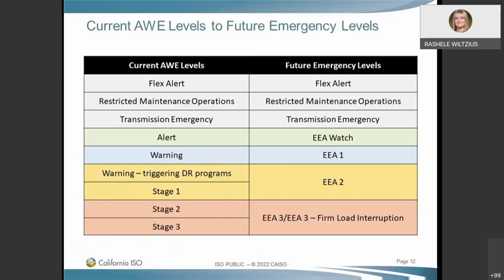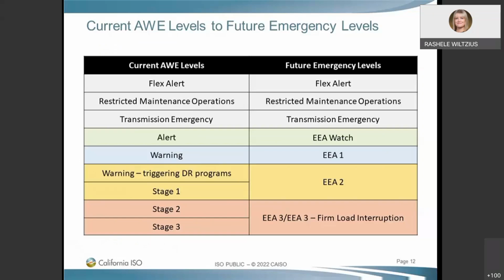So let's go ahead and get into what this looks like at a high level, and then we're going to go into each specific level and talk about what it means and when it's going to be delivered. So to the left, you're seeing our current levels, as I already mentioned. The items in gray are not changing. So we still have flex alerts. We still have restricted maintenance operations. We're still going to be using transmission emergencies just as before.